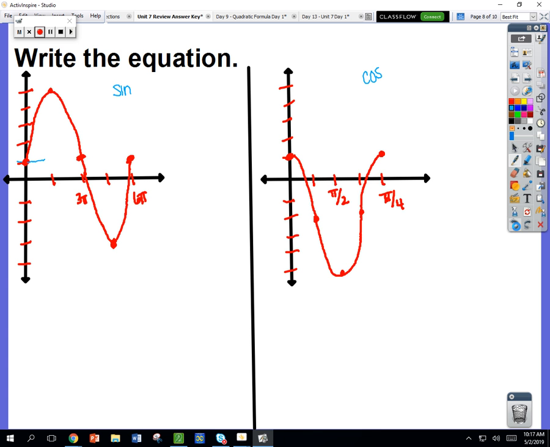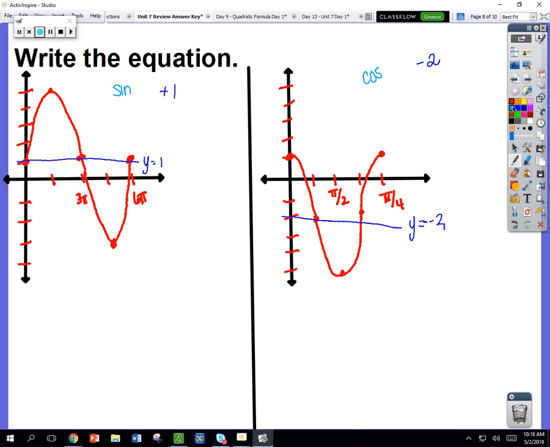I know that this is the midline. So the midline is right here, y equals 1. And the midline here will be in the middle, so it's y equals -2. So I know I'm going to be subtracting 2 from the back. And here I'm going to be adding 1 to the back because of the midline.